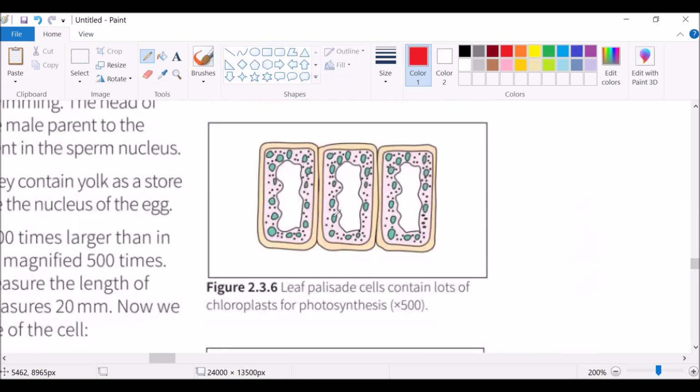So this is a diagram showing palisade mesophyll cells. They contain lots of chloroplasts, which are these green organelles responsible for production of carbohydrates in the cell. So these palisade mesophyll cells are mostly found in leaves and green parts of a plant.